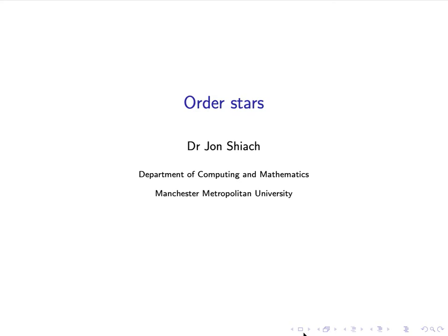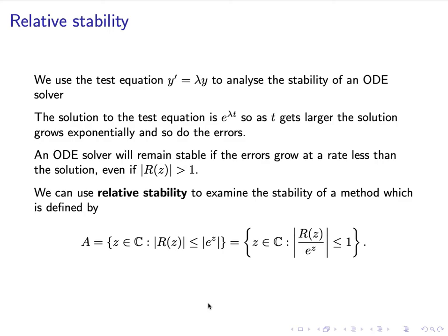In this video I'll be talking about order stars. Now order stars are related to stability and the concept of relative stability. Now we've looked at the concept of absolute stability, and what we used is this test equation here, which is the first order ODE, y dash equals lambda y, and we use that to analyse the stability of any ODE solver. Now the solution to this is e to the lambda t.